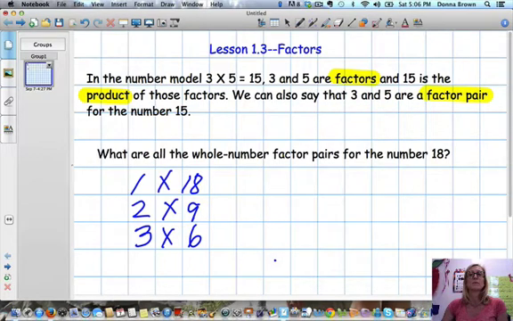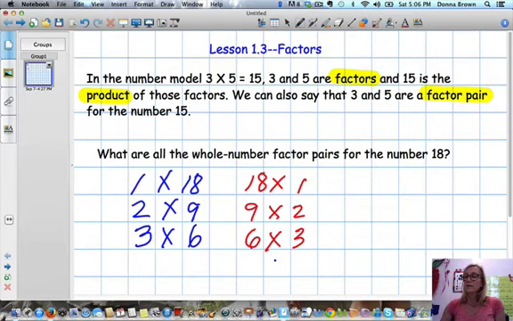The other factor pair would be, go up and change the color. So yes, 6 does go into 18, but 6 times 3 is the same factor pair as 3 times 6. And we learned this in the last lesson. This is called the commutative property. It does not change the value. And also 9 times 2 is the same, and 18 times 1.